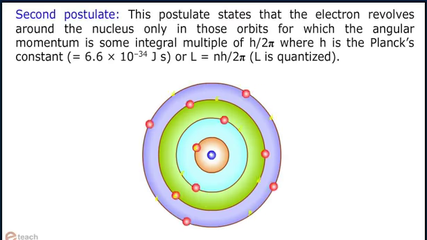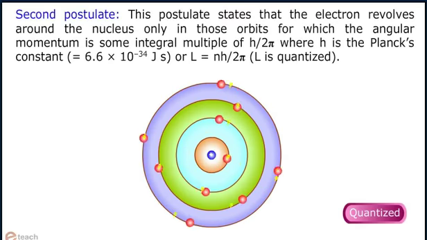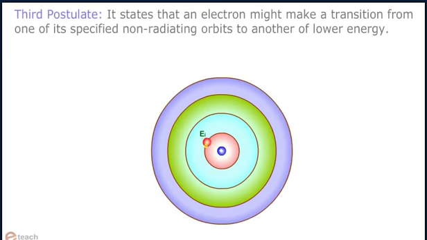Second postulate. This postulate states that the electron revolves around the nucleus only in those orbits for which the angular momentum is some integral multiple of h by 2 pi, where h is the Planck's constant, equal to 6.6 multiplied by 10 to the power minus 34 joule second, or L equals nh upon 2 pi. L is quantized.